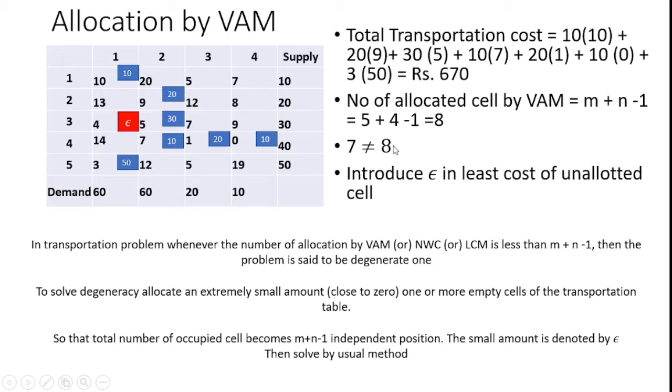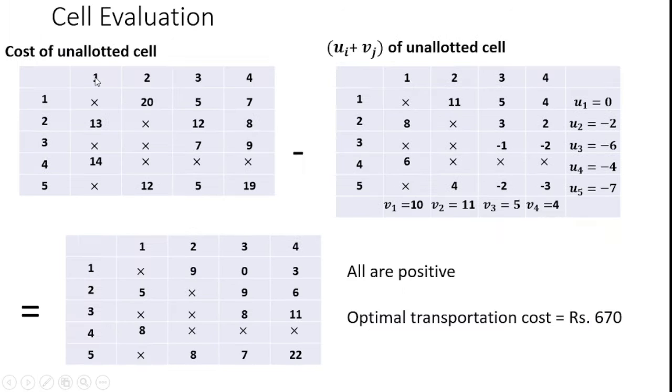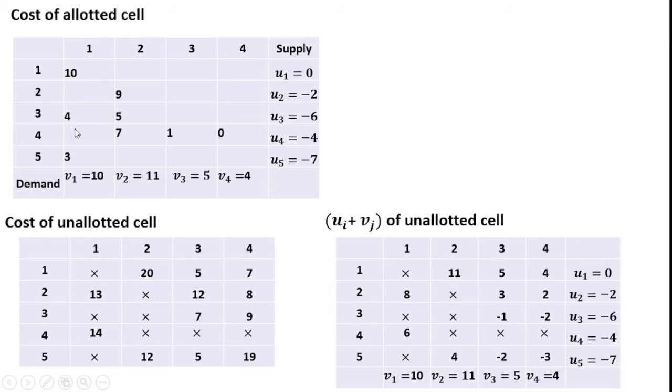Now I convert that degeneracy into a normal transportation problem. So how can we solve it? You see, for the cost of the unallotted cell, I pick the cost of the allotted cells as 10. Here this 4 is also an allotted cell. Now the allotted cells are 10, 4, 3 and then 9, 5, 7, 1, 0. Here I place 10, 4, 3, 9, 5, 7, 1, 0.